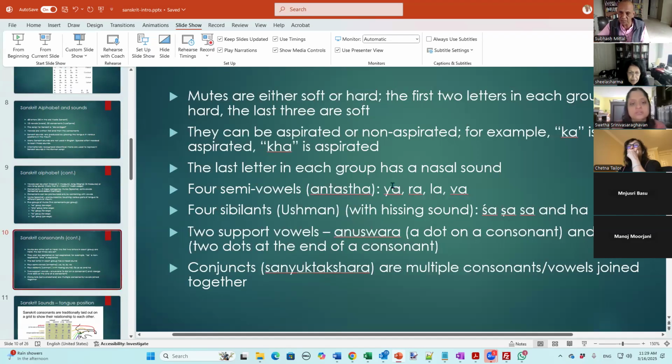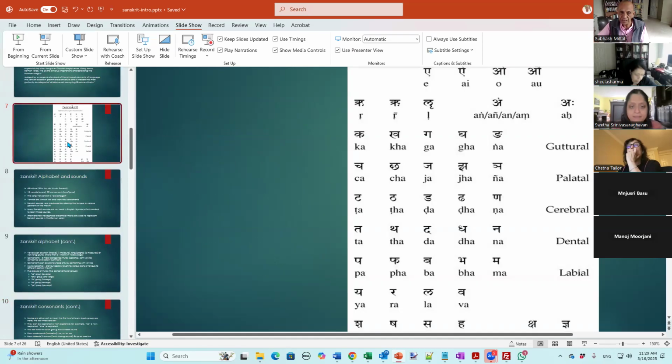And then there are four semi-vowels I already mentioned, ya, ra, la, va. And the last letter in each group has a nasal sound. We already saw that. Ka, kha, ga, gha, nga. That's the nasal sound. Cha, chha, ja, jha, nya, and so on through na, ma. Those are all nasal sounds, the last letters.